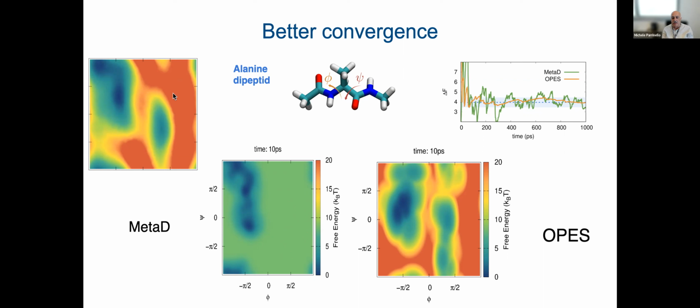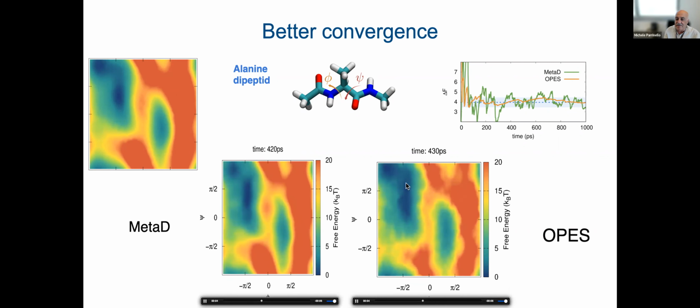Now, we can compare how metadynamics and this new OPES method perform, and we can see it here.